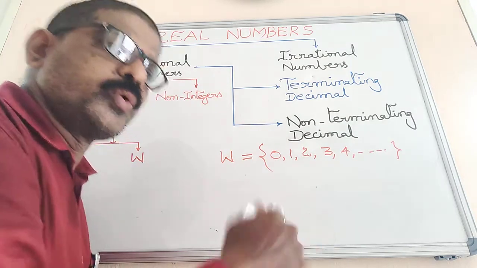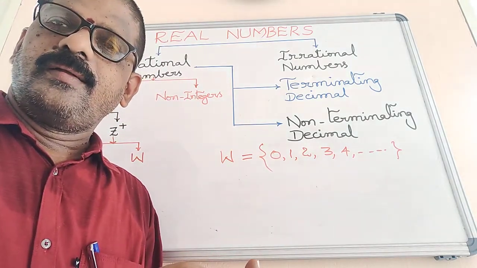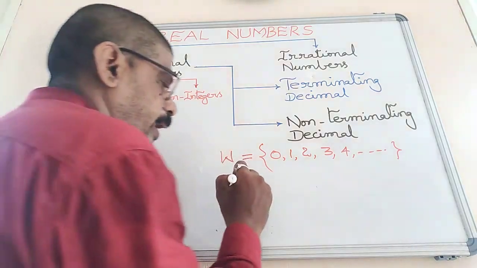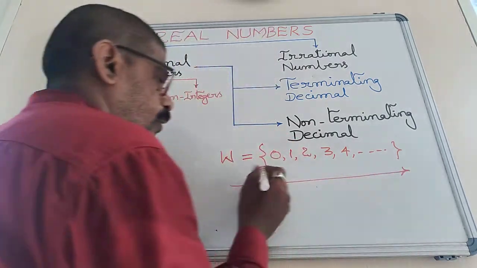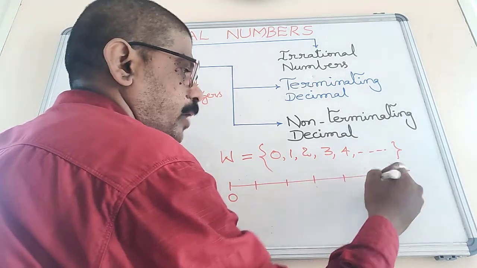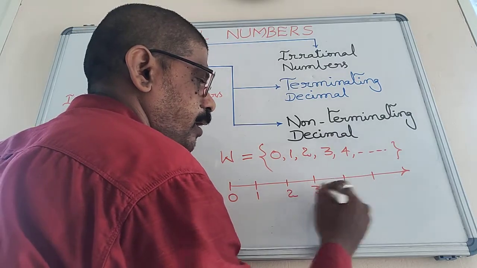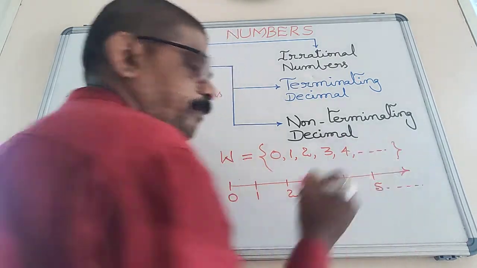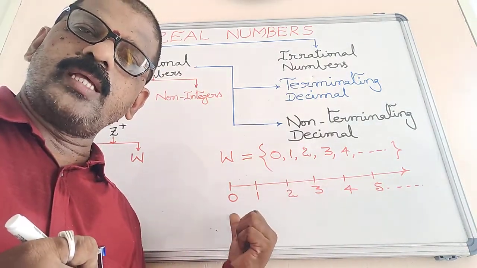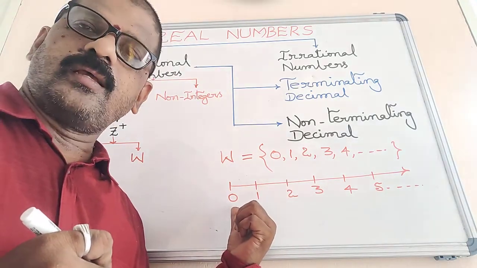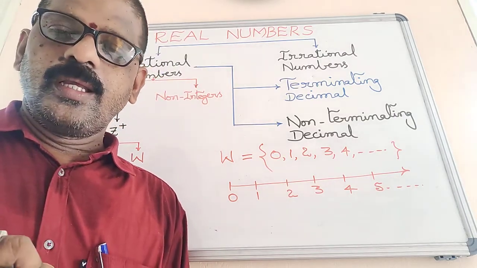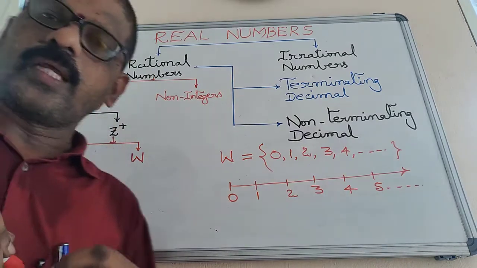Now how to represent the set of whole numbers on the number line? We can take a number line and start with 0. These are equal parts: 1, 2, 3, 4, 5 and so on. We have to observe that on a number line, the least whole number is 0. The greatest whole number we can't define.